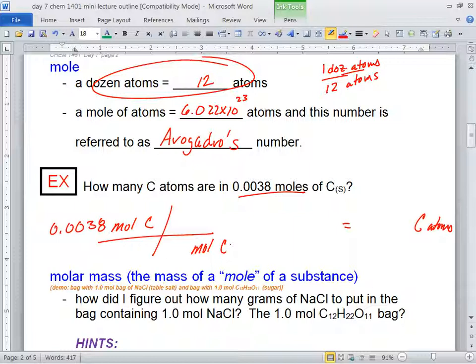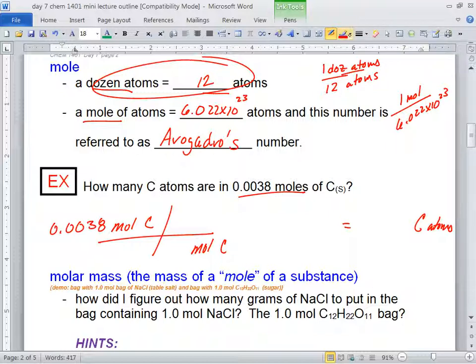That number, 6 times 10 to the 23rd, has to go on the top or the bottom? All right, let's see. 1 dozen equals 12. Here, 1 mole equals 6.022 times 10 to the 23rd. So you could write it this way, 1 mole all over 6. Yeah, so we have to flip it, right? So instead of a dozen per 12, we're talking about a mole per 6 times 10 to the 23rd. But she's right, we have to flip it because the mole has to cancel.